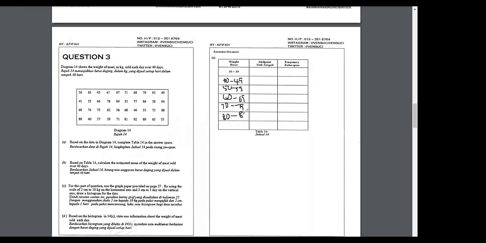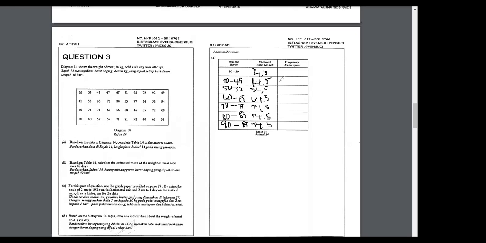34.5. The difference of the class, you see, 30 to 39, 40 to 49, is 10, so you add 10 to each of it. You see, 34.5, the next one must be 44.5. It's like a progression. So it's 54.5, 64.5, 74.5, 84.5, and then 94.5. Same thing.